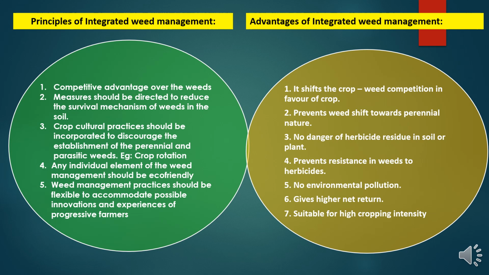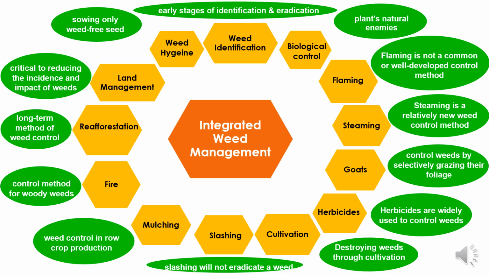Now, as far as the advantages are concerned, it shifts the crop-weed competition in favor of the crop and prevents weed shift towards perennial nature. There will be no danger of herbicide residue in the soil or plant, and it will prevent resistance in weeds to herbicides. There will be no environmental pollution, and it gives higher net returns and is suitable for higher cropping intensity. Here we will study the components of integrated weed management.